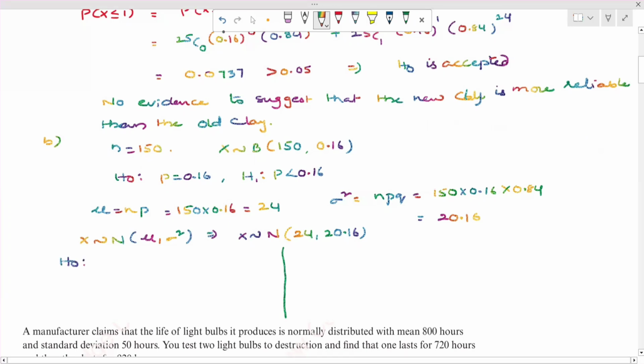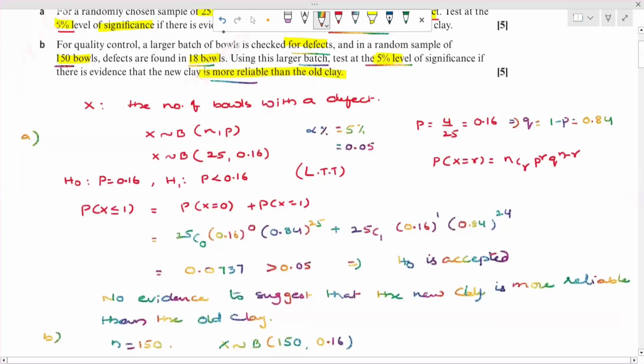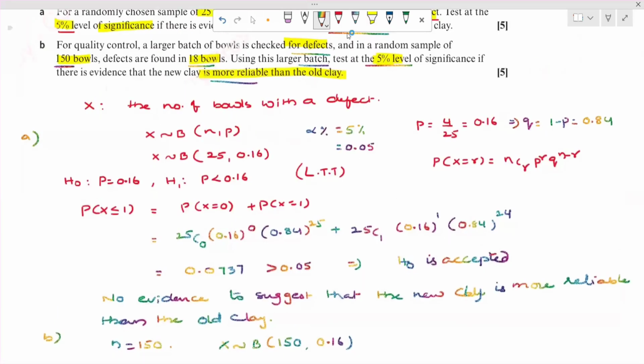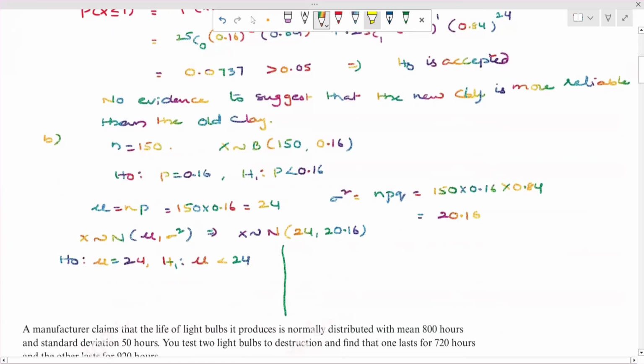Now the null hypothesis is mu equals 24, and the alternate hypothesis is mu is less than 24. What we need to find: defects are found to be 18 balls, so it means x is less than or equal to 18.